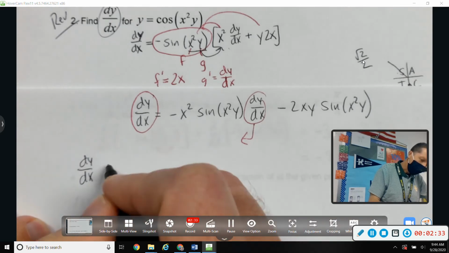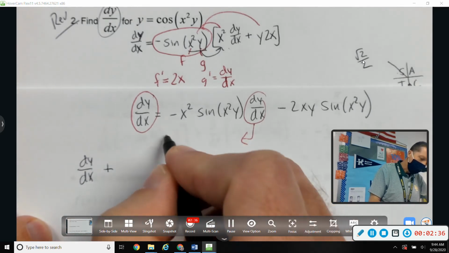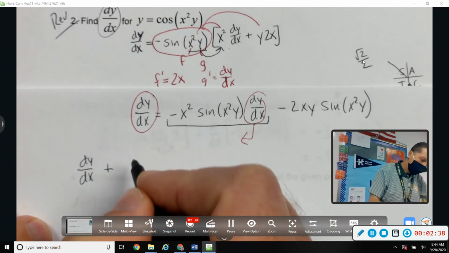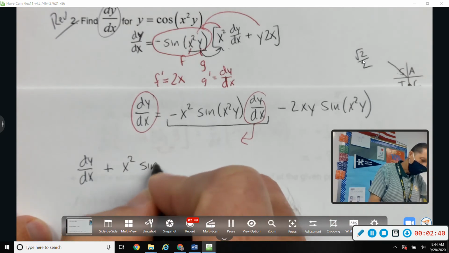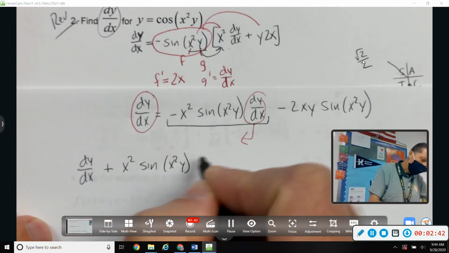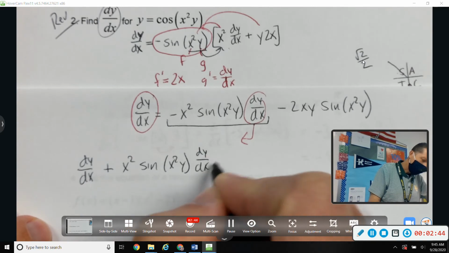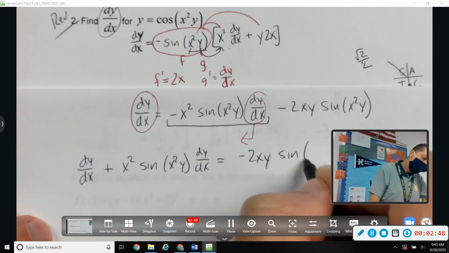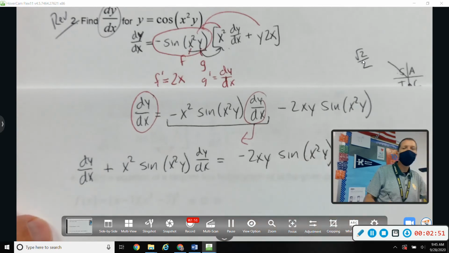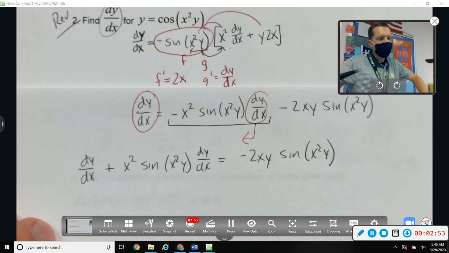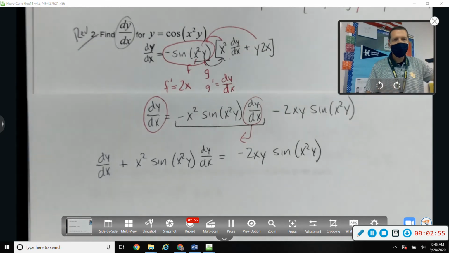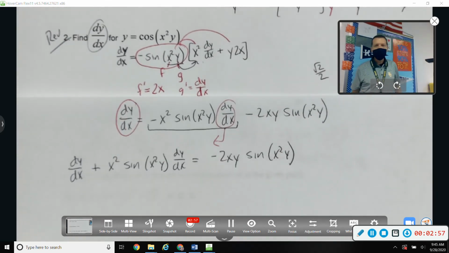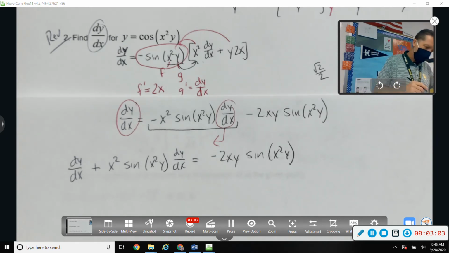So dy dx plus, I got to move all of this term over, x squared sine of x squared y dy dx equals negative 2xy sine of x squared y. So this is all algebra, but I have to do it in order to get dy dx by itself. So you can't stop if you haven't answered the question. The question is, what's dy dx? Well, I'm not quite there yet.